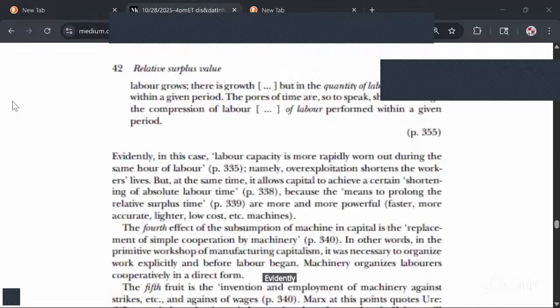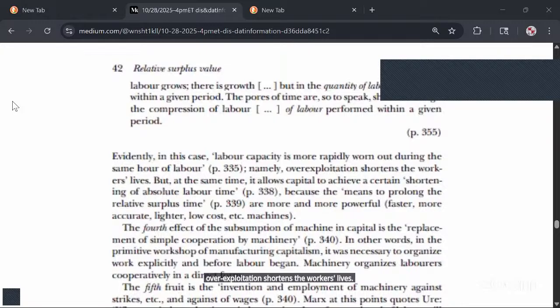Evidently, in this case, labor capacity is more rapidly worn out during the same hour of labor. Namely, overexploitation shortens the workers' lives. But at the same time, it allows capital to achieve a certain shortening of absolute labor time because the means to prolong the relative surplus time, page 339, are more and more powerful. It's faster, more accurate, lighter, lower cost machines.